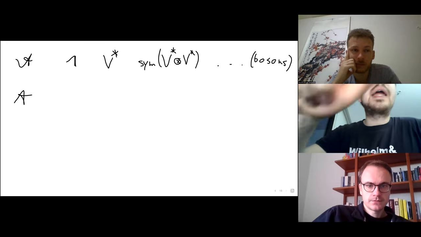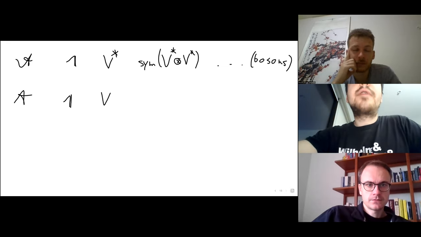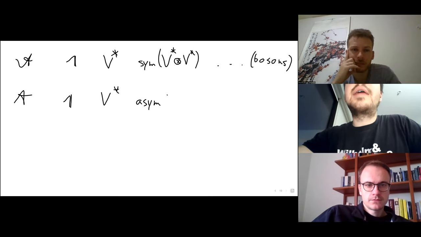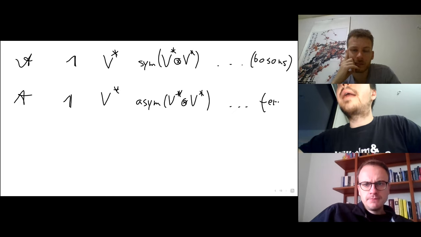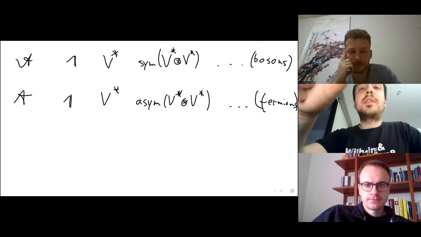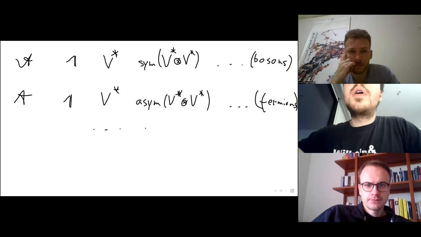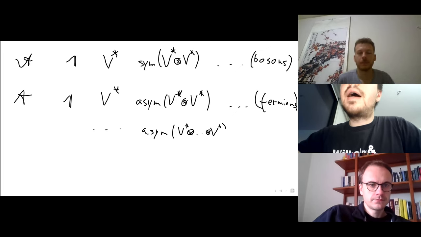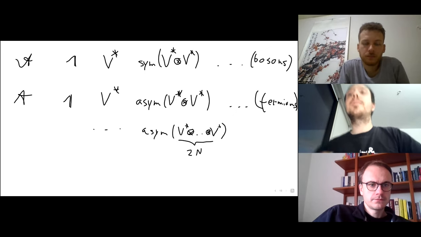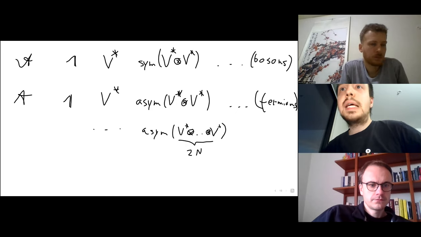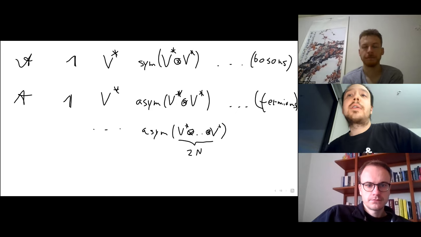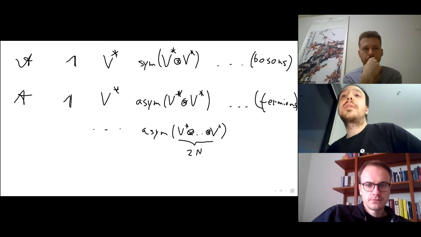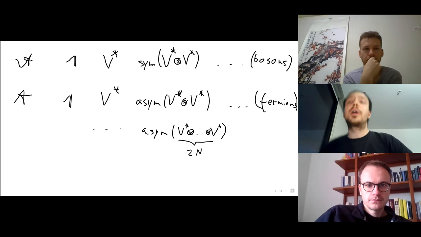In the case of fermions, the algebra again has the identity, the dual phase space, and then we anti-symmetrize all the tensor products over the dual phase space. And that, of course, implies that this series will truncate at some point. Namely, we will have at most V star tensor V star and so on, with 2n copies. Because as soon as we have 2n plus 1 copies of that space, any element there will be the zero element, because at least one element must occur twice, and then anti-symmetry will ensure that only the zero element lies in there.